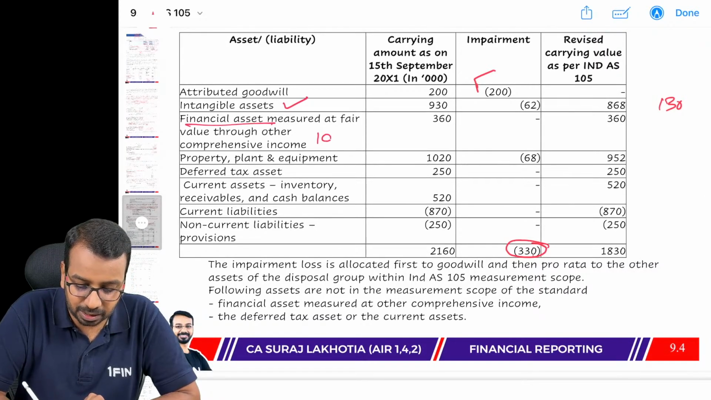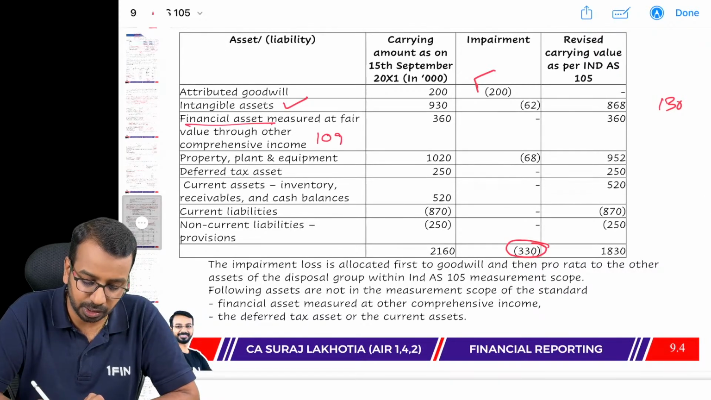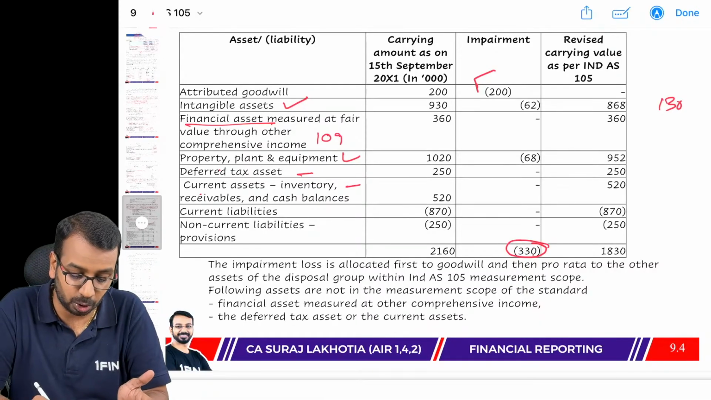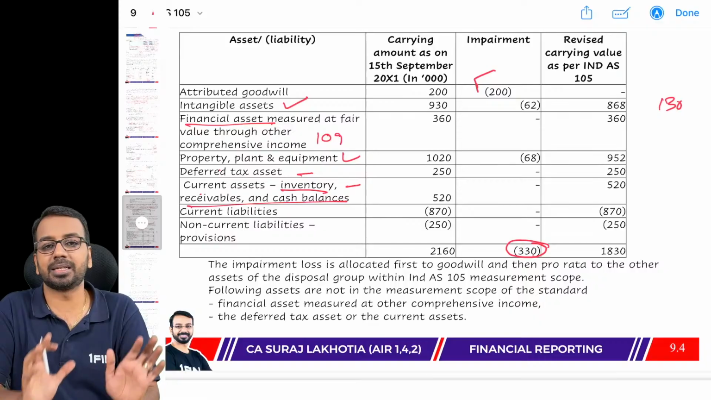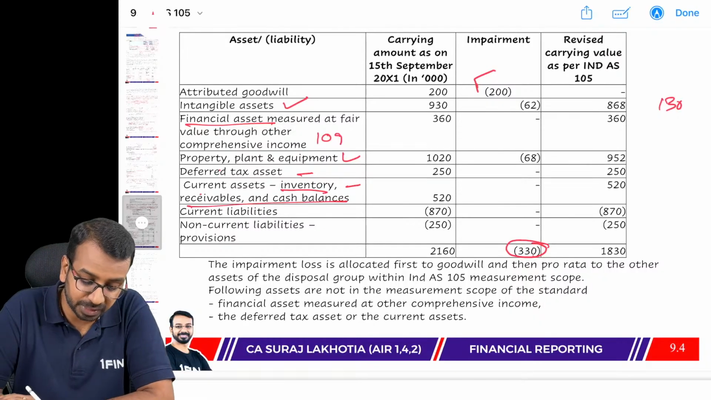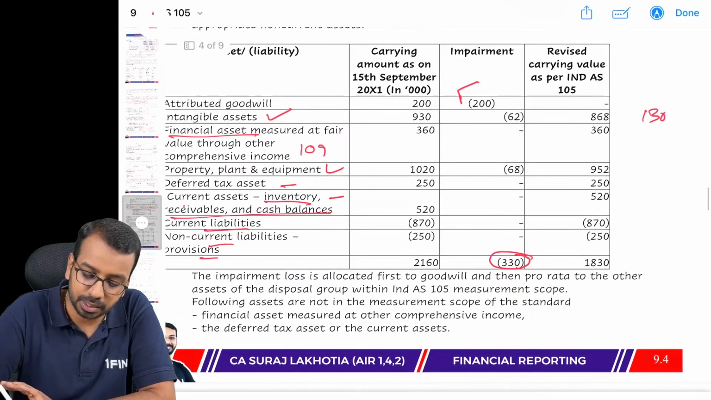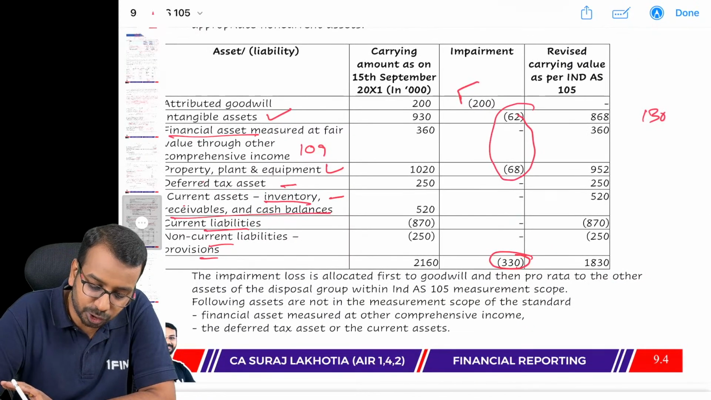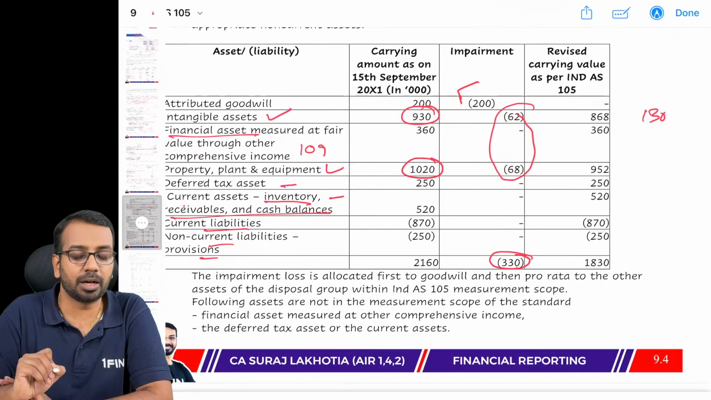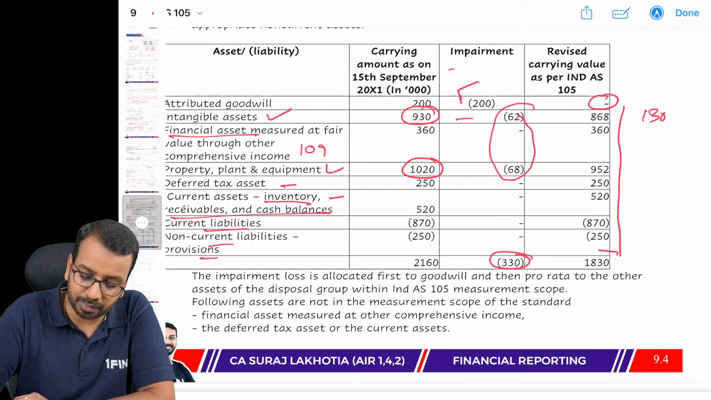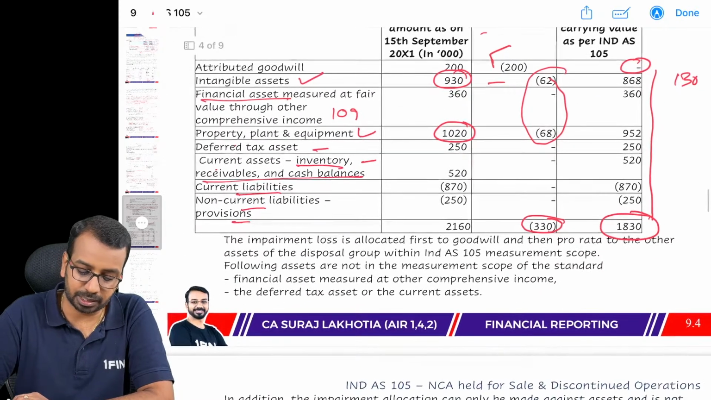See, financial asset is covered under 109, so that doesn't come here. PPE we will consider. DTA again will not be considered here. Current assets again not considered here because we are talking about non-current assets held for sale. And also inventory, receivable and cash balances, they have respective treatment. Current liabilities we don't impair. Non-current liabilities done. So amongst these two, in the ratio of 930 and 1020 we will do the allocation. So what is the value? Goodwill becomes 0. Accordingly we will compute all the values and we get 1830.